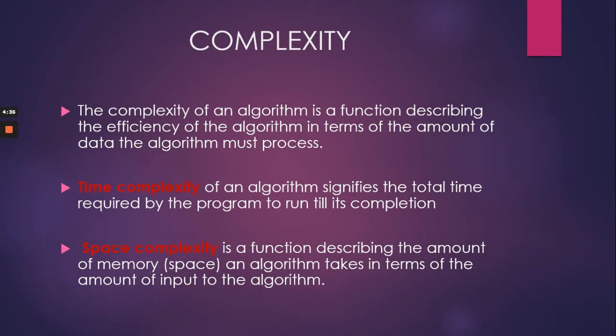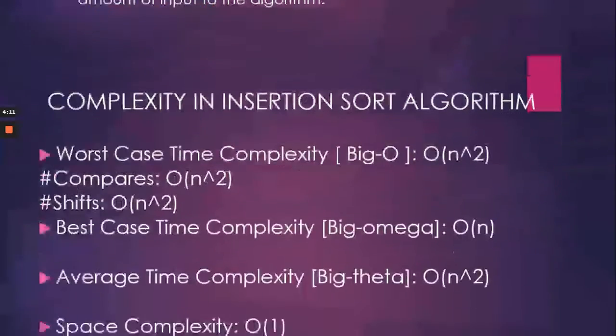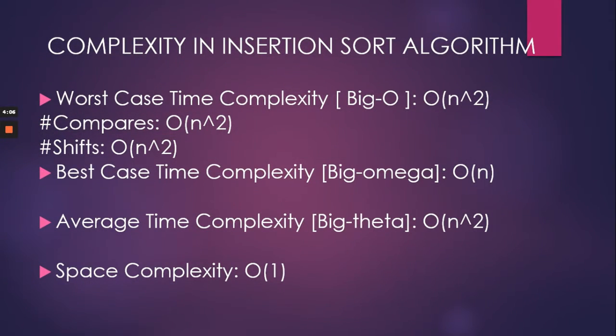Complexity is an algorithm function describing the efficiency of the algorithm in terms of the amount of data the algorithm must process. Time complexity of an algorithm signifies the total time required by the program. Space complexity is a function describing the amount of memory that an algorithm takes in terms of the amount of input to the algorithm. So now let's see the complexity in the insertion sort algorithm.